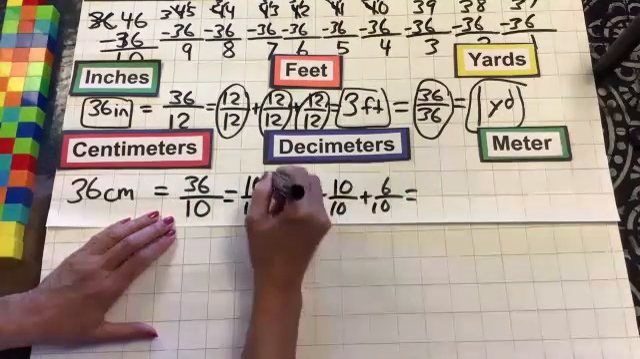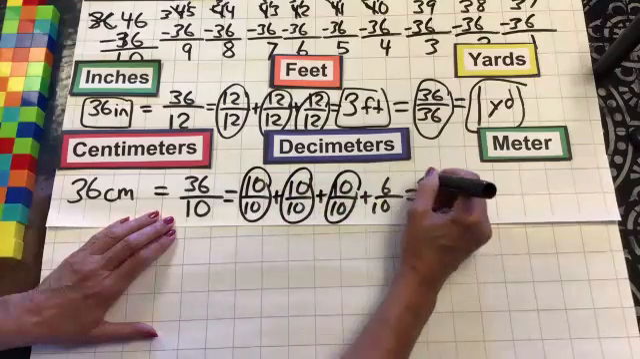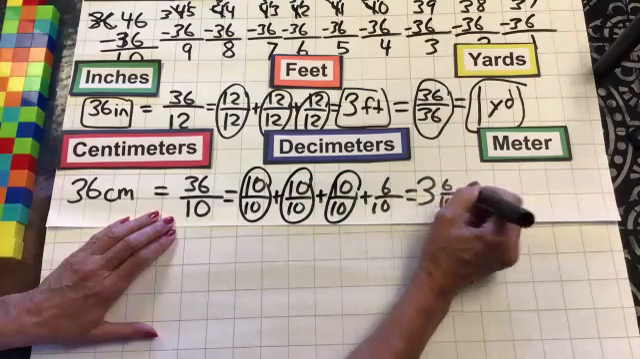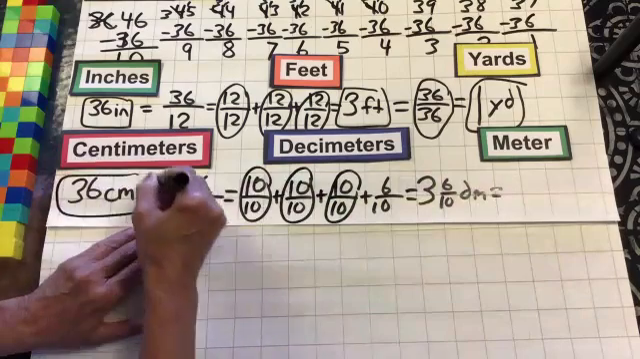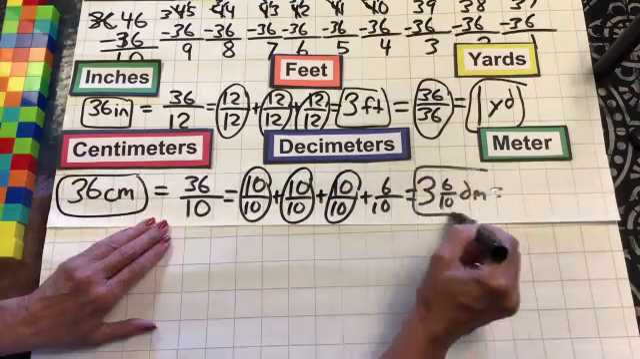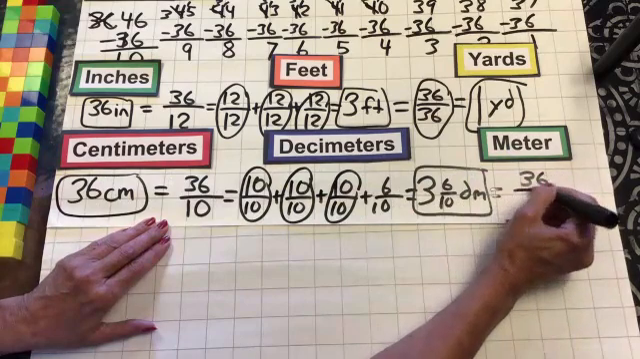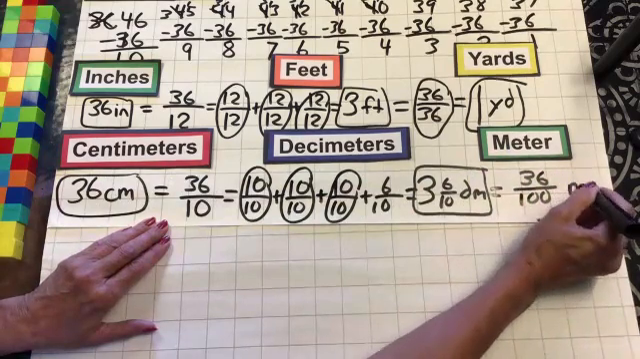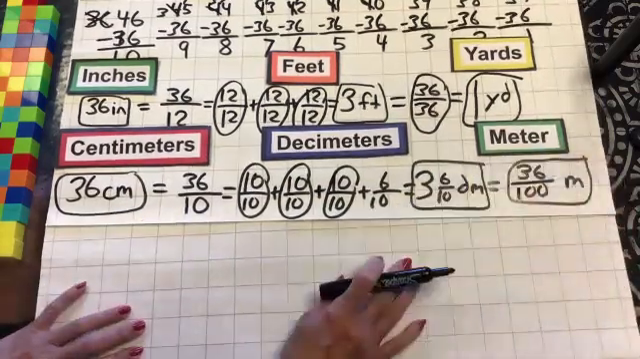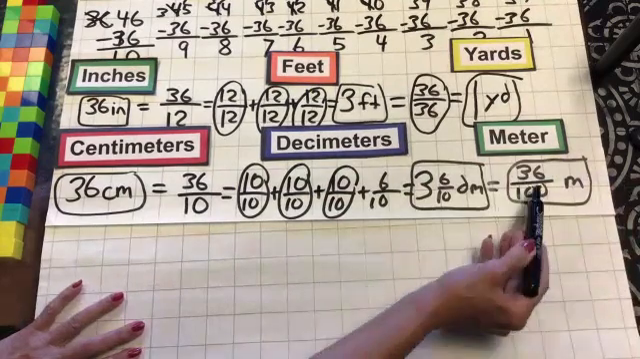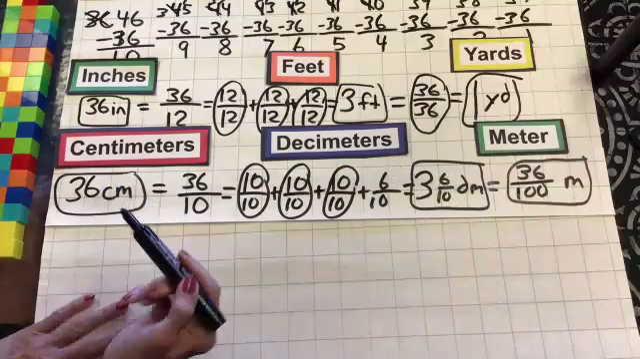We broke them all apart so we can see how many decimeters we have. And we have 1, 2, 3, and 6 tenths decimeter. So 36 centimeters is the same as 3 and 6 tenths decimeters, which is the same as 36 hundredths of a meter. So all of those are equal to each other. So we have part of a meter, we have whole decimeters plus a part, and then that's just centimeters.